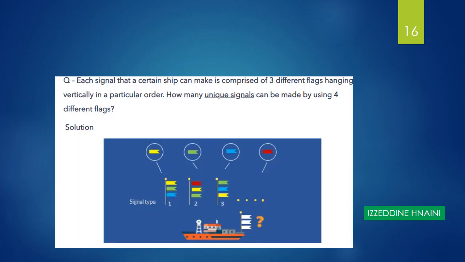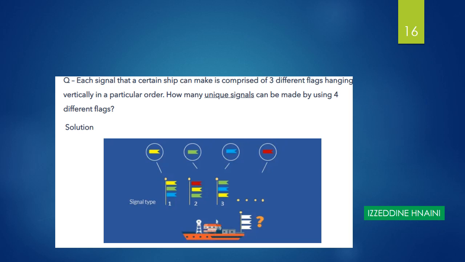Now, each signal that a certain ship can make is comprised of 3 different flags hanging vertically in a particular order. The arrangement of each color means a certain signal. For example, if we have yellow, green, red, blue, this signal may be don't approach to the beach or to the coast because there is a storm, etc., etc.